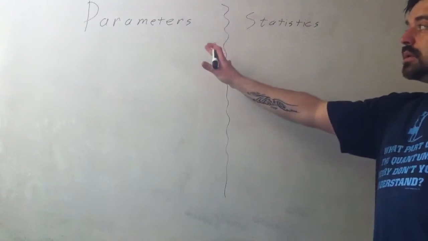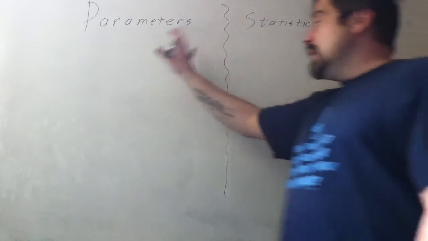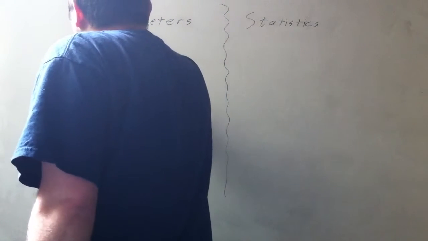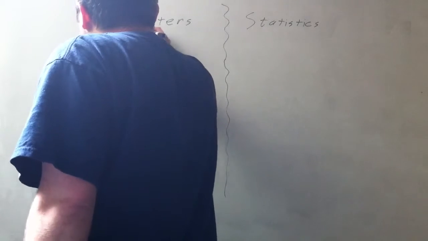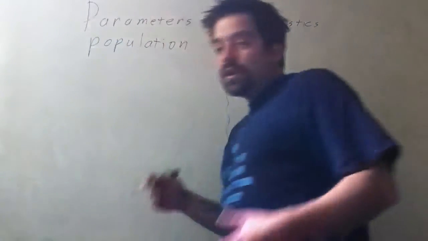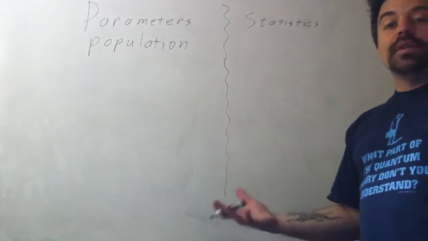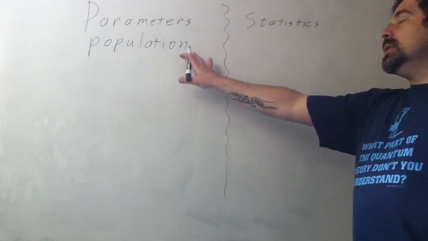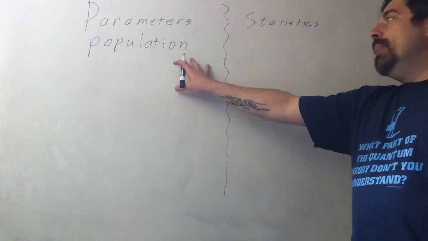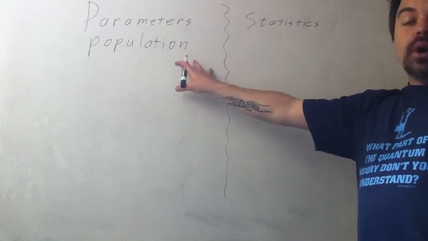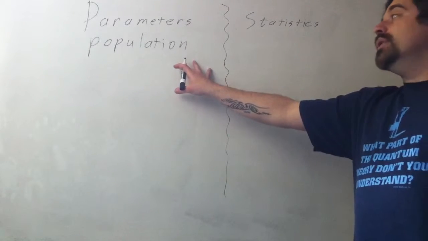So parameters are numbers we talk about, or bits of data, about a population. And the way this works in statistics is the population you're interested in measuring is way too big to be able to go around and ask every member of that population. So this would be like if I was interested in the average height of all men in the United States between ages 25 and 30. I can't possibly go around and measure every one of them.